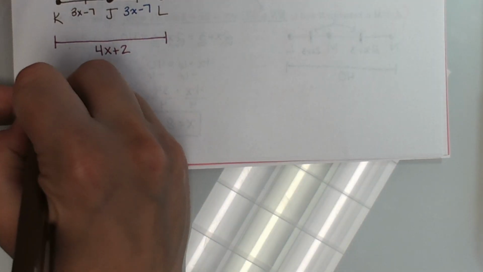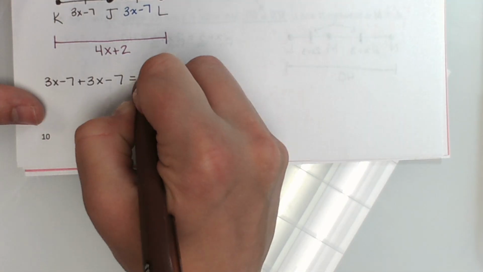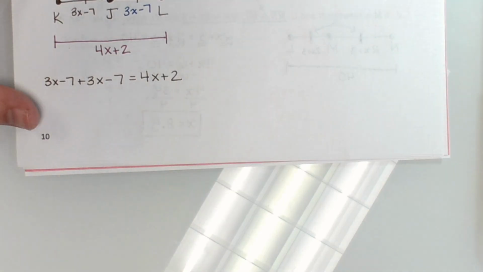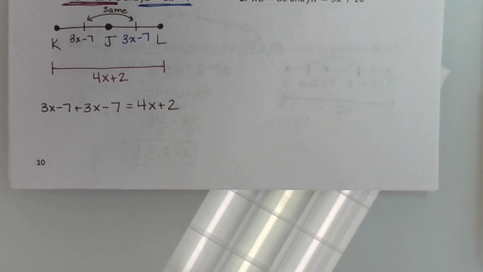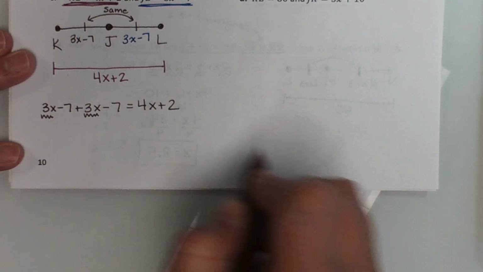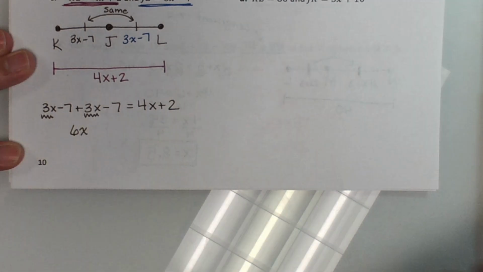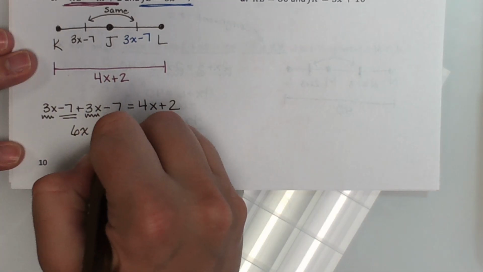We can write the equation 3x minus 7 plus 3x minus 7 is equal to 4x plus 2. Part plus part equals the whole thing. I combine my like terms. The 3x and the 3x go together, giving me 6x. The negative 7 and the negative 7 go together, giving me negative 14.